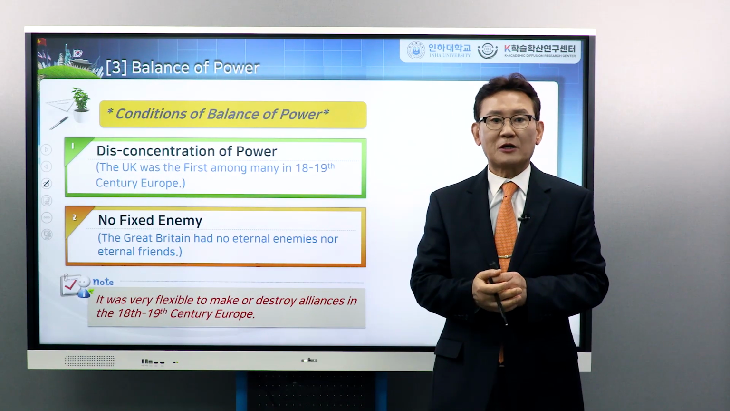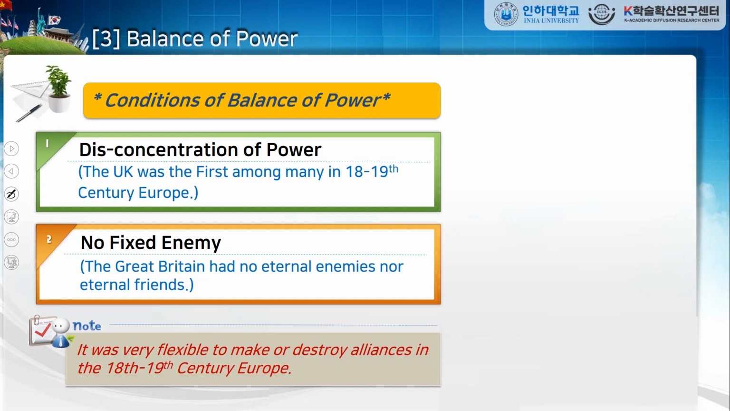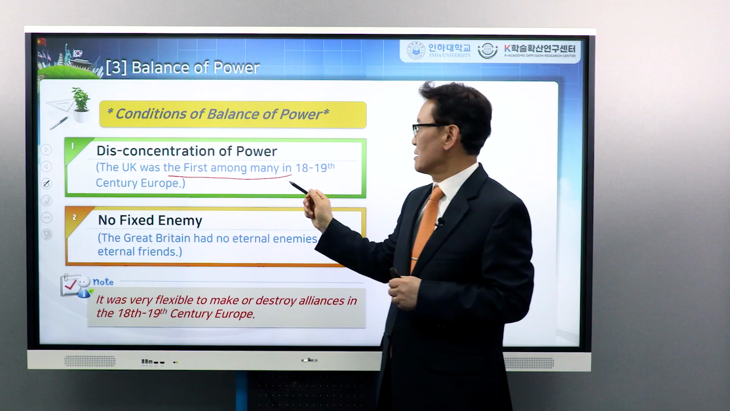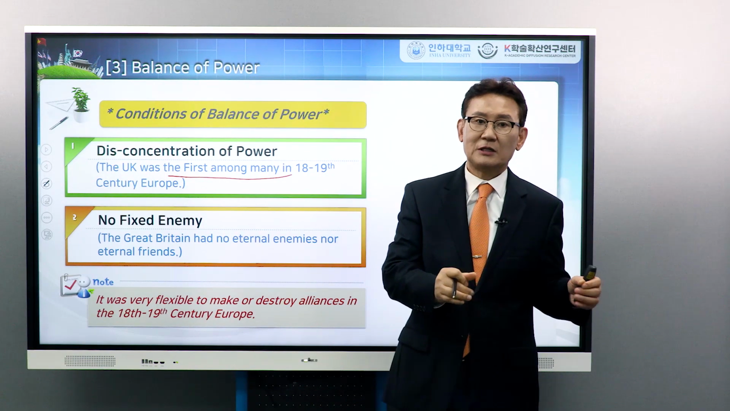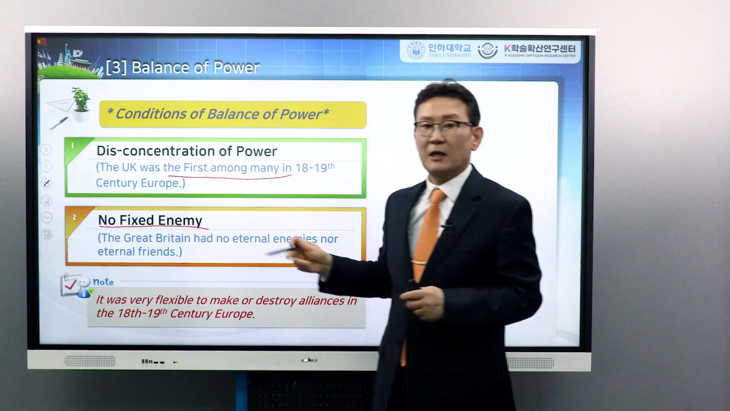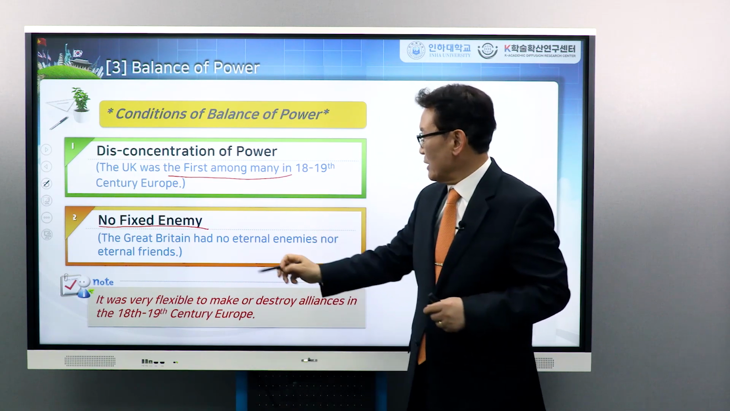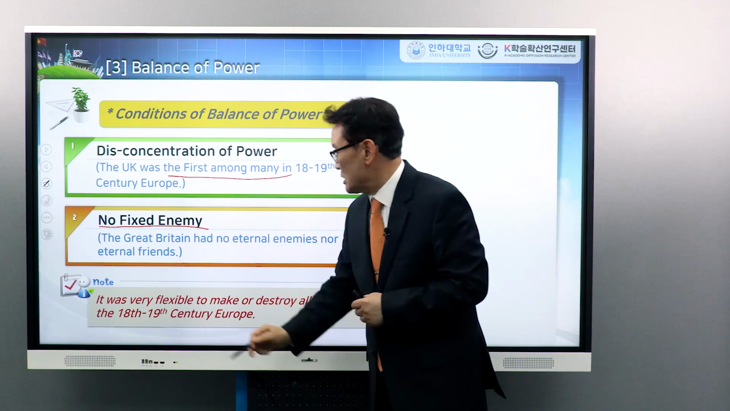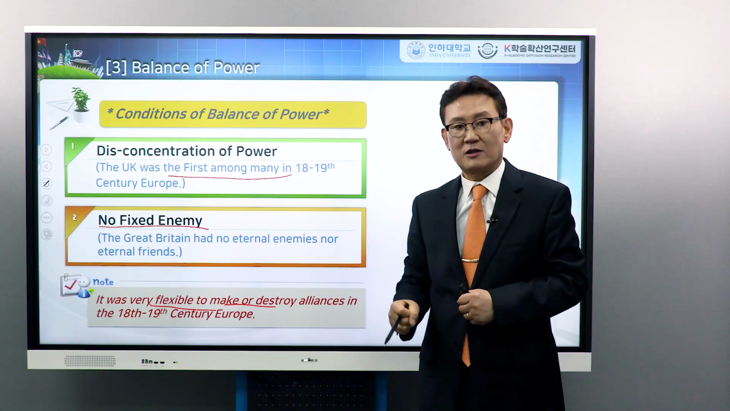Now, in order to make a balance of power, there are two kinds of conditions. First, powers must be decentralized. As we have seen in 19th century Europe, the UK was the first among many in Europe, so power was not concentrated in the UK. The second condition is that there should be no fixed enemy. Enemies and alliances should be flexible. Today's enemy could be tomorrow's friend. So Great Britain had no eternal enemies, nor eternal friends. So it was very flexible in making or destroying alliances in 18th and 19th century Europe.